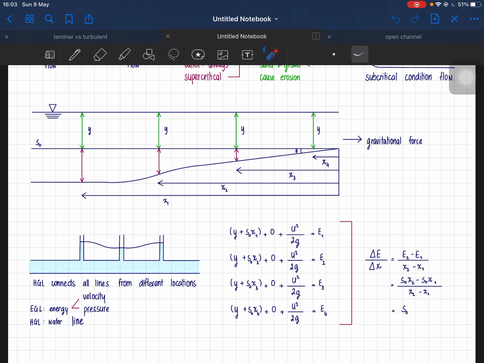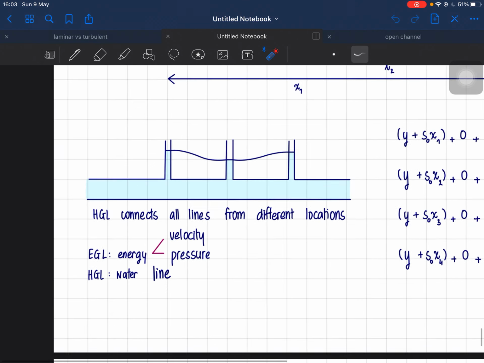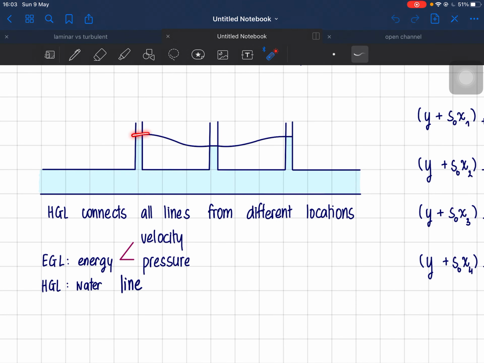So this is the energy equation, and then we can get the delta energy over delta x, and this is what we get after cancelling out this and this, so we have S0. So HGL is the hydraulic grade line that connects from here to here to here. So basically in the pipe, or actually a water source, we cannot see the surface of the water, right?